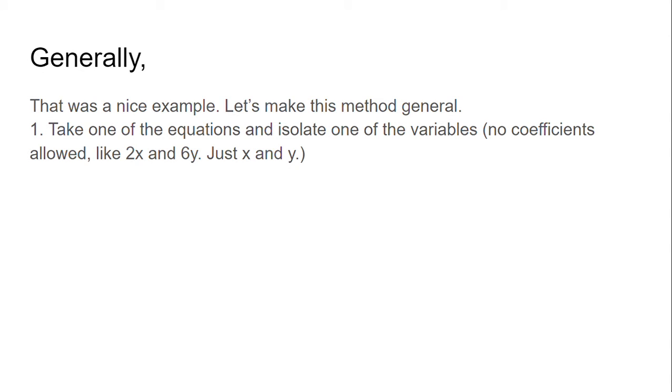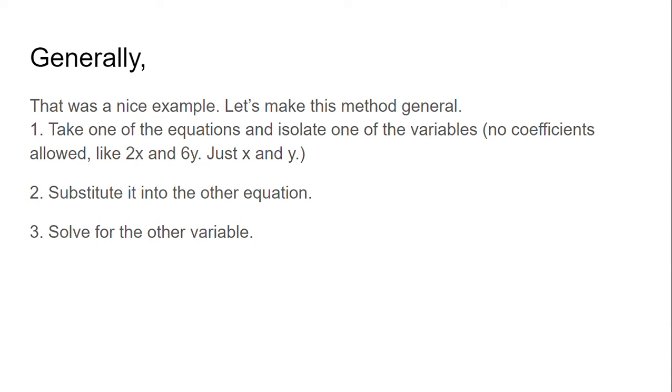Generally, so that was a nice example. Let's make this method general so we can apply it to any equation. So, take one of the equations and isolate one of the variables. No coefficients allowed, like 2x and 6y, just x and y. Substitute it into the other equation. So it pretty much just means that we take whatever we got from the first step and substitute it into the other equation. If there are more than 2 equations, we can choose the other equation.